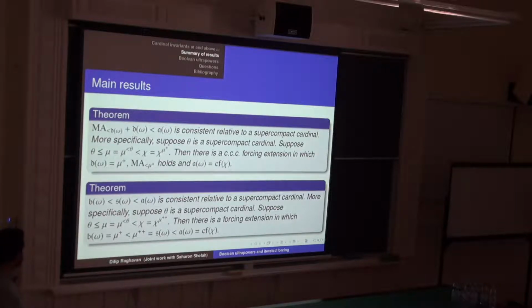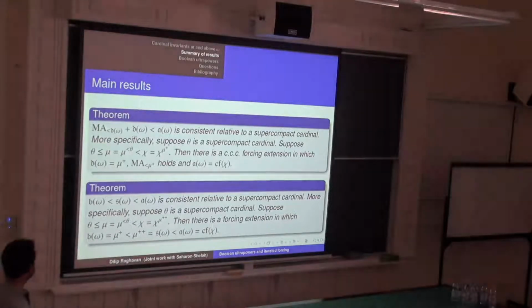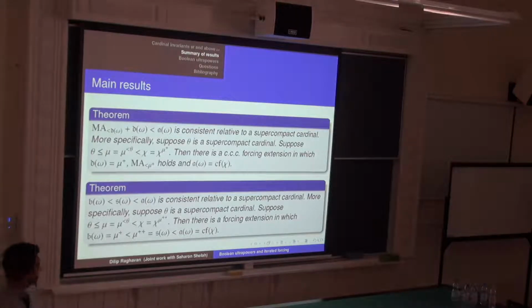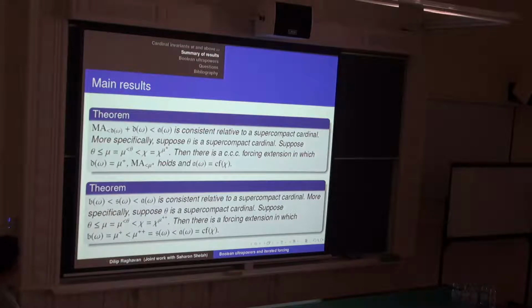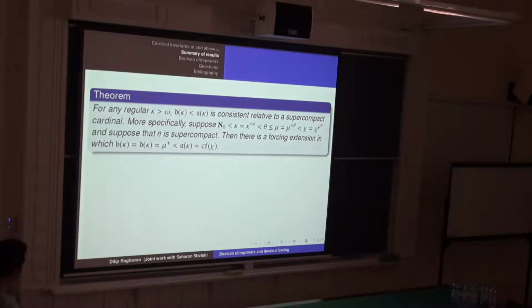I believe that it's possible to also get bigger gaps between B and S, but I haven't really checked that, so I don't want to claim something I haven't checked. But the gap between S and A can be big here. That's okay. This is again CCC, yes. This is again a CCC forcing. Okay, so that was the second question.